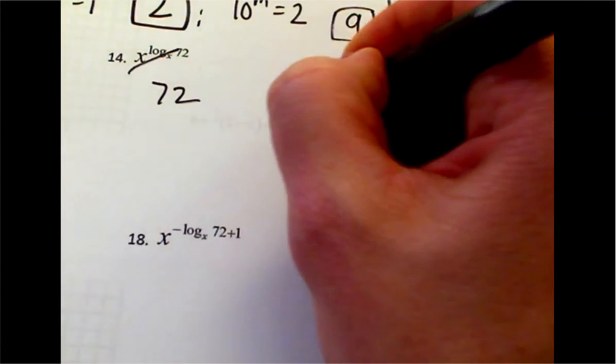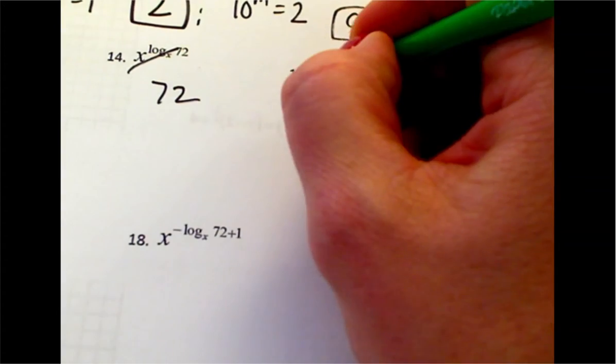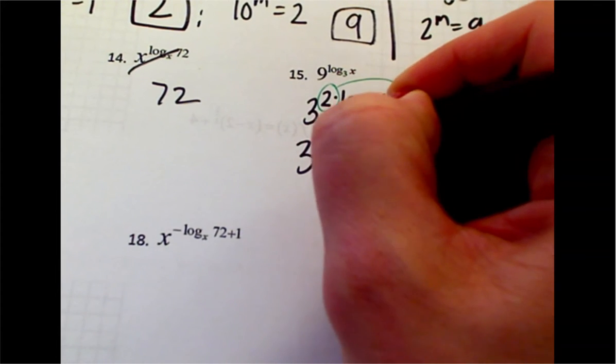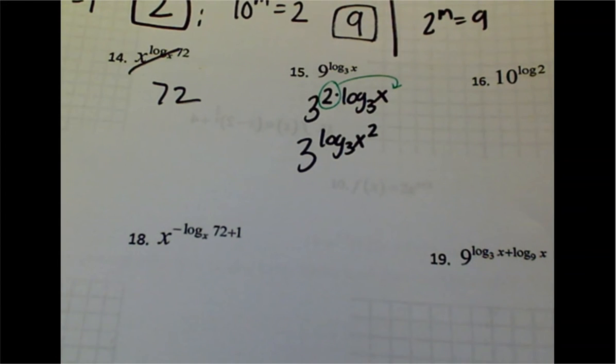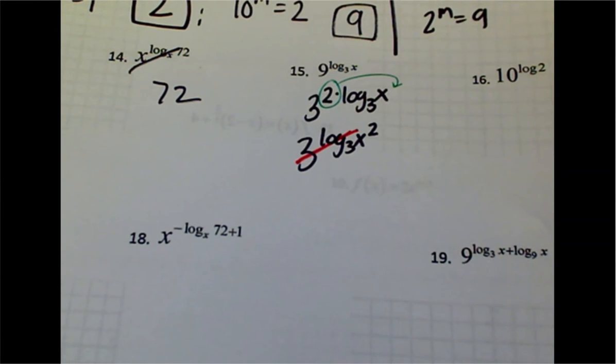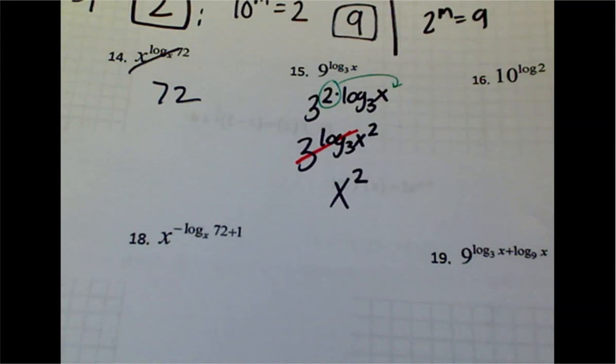3 squared. But you cannot cross these things out because the 2 is in the way. So you're going to have to move the 2 before you can cross these things out. So you get 3 to the log base 3 of x squared. I get it, they cancel out. X squared. Once you understand these things cancel each other out, you're just going to do it.